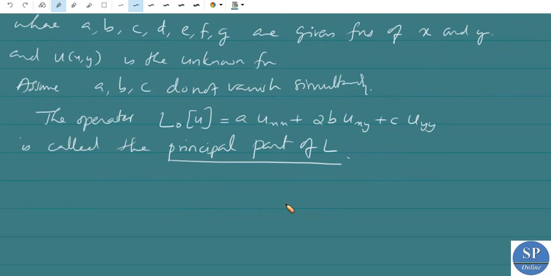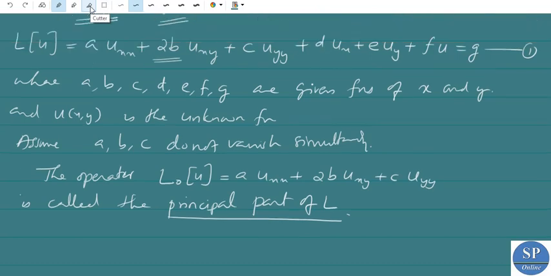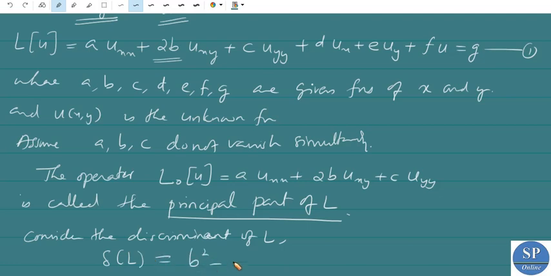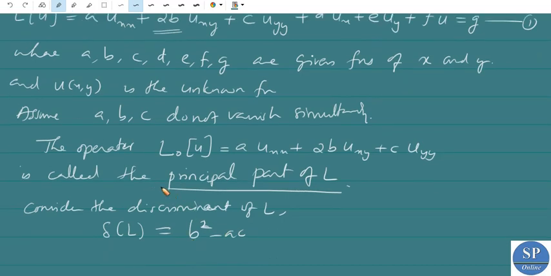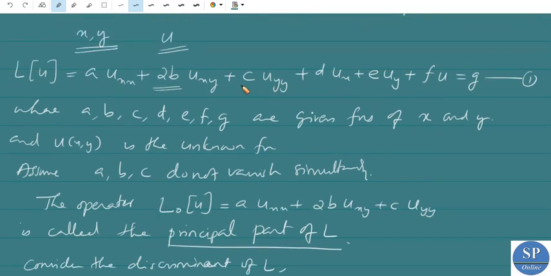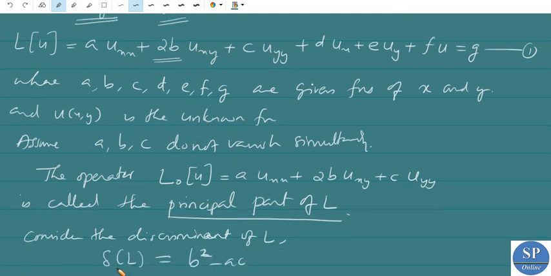Now consider the discriminant of L. We have, this is L, the discriminant of L, that is delta of L is equal to b square minus ac. So according to the sign of this discriminant delta L, we can classify this equation 1. Okay, so according to the sign of this delta L, we can classify this PDE.